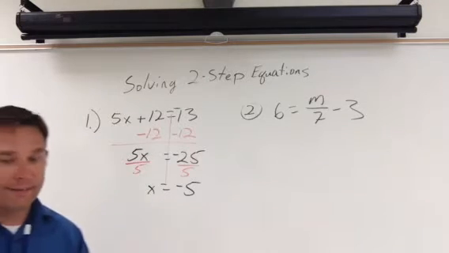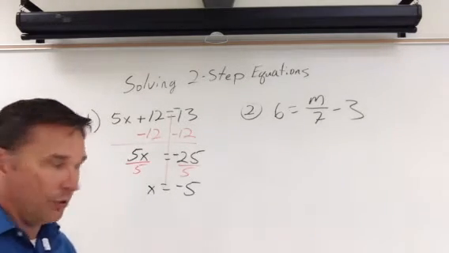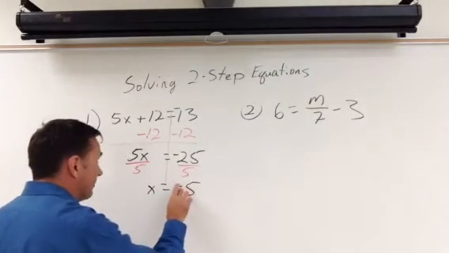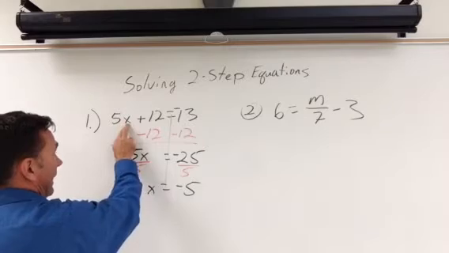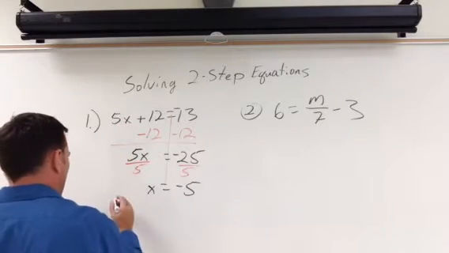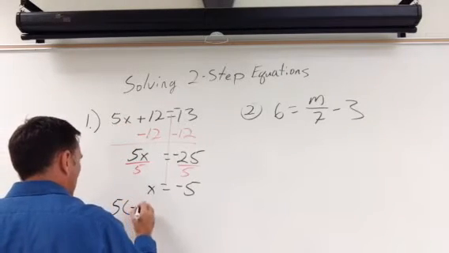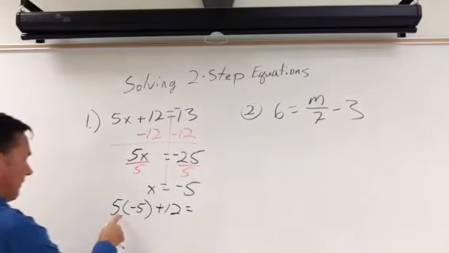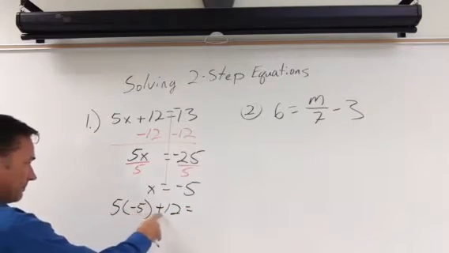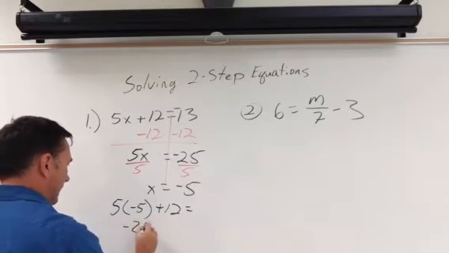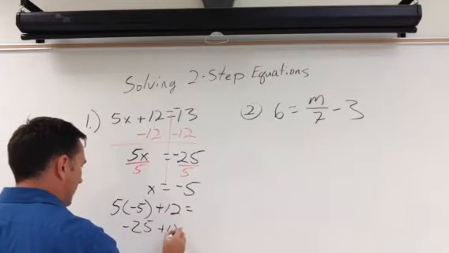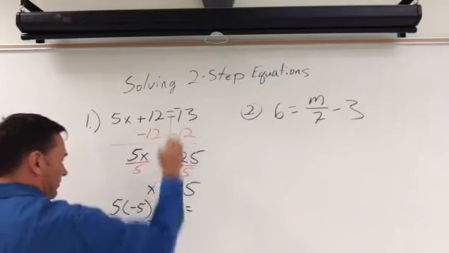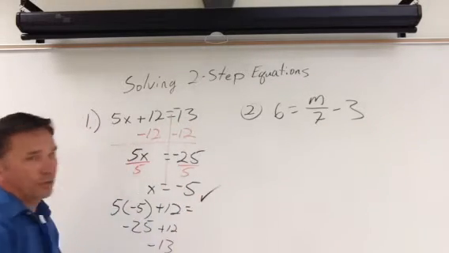Now this is where I'm going to add something in. We are going to check our solution. We're going to take this number and plug it in here for x to see if it works. So 5 times negative 5 plus 12. Negative 25 plus 12, and that does equal negative 13. This checks out with this answer. I know that answer is correct.